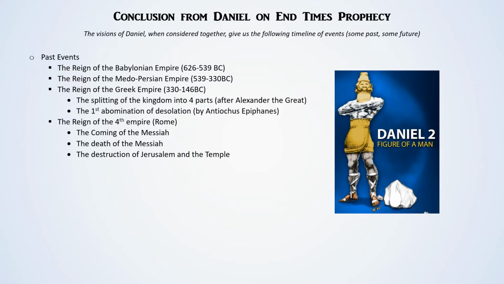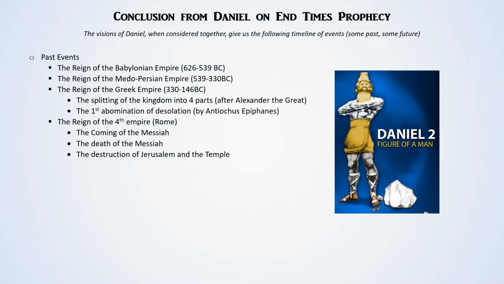Then Daniel also predicted this 4th empire, and the 4th empire we know now, because we're looking backwards, was Rome. Rome did come, and it was during the time of Rome that the 483 years were finished, that the Messiah came, the Messiah was cut off, and Jerusalem and the temple were destroyed. So all of that stuff has happened.